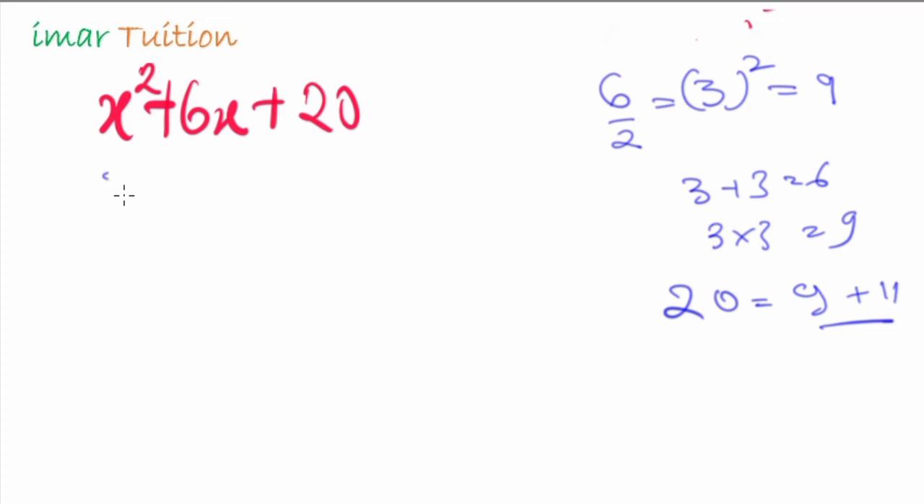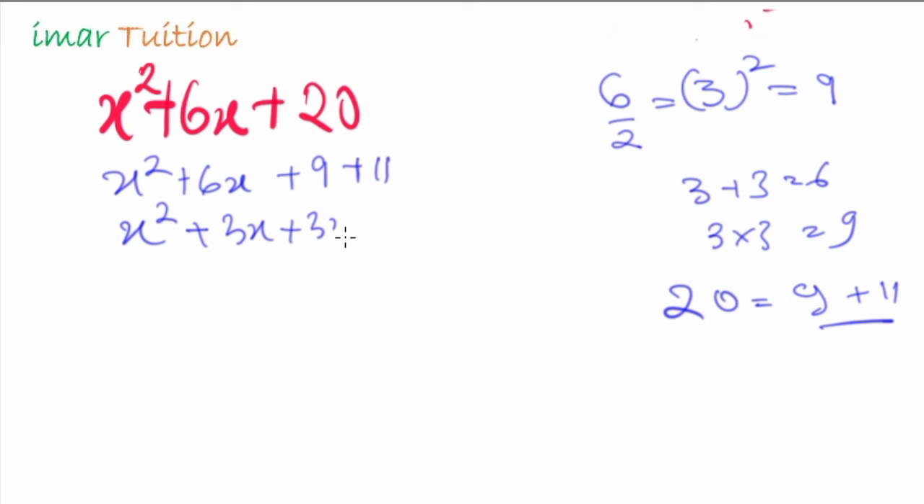So our equation will now become x squared plus 6x plus 9 plus 11. In so doing, we do not violate the idea of the initial equation. However, we've been able to achieve an equation that we can easily factorize. Now we can write this as x squared plus 3x plus 3x plus 9 plus 11.